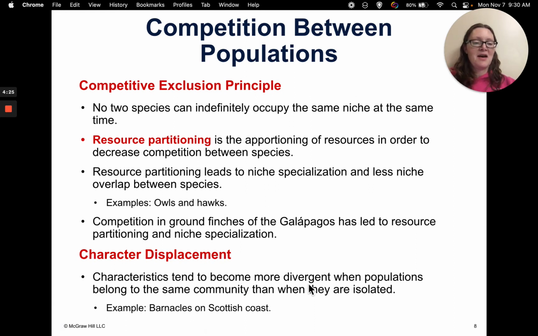Characteristics tend to become, I thought that sounded weird. I was like, that doesn't make sense. Characteristics tend to become more divergent when populations belong to the same community when they are isolated. So when isolation happens, the characteristics become more divergent.